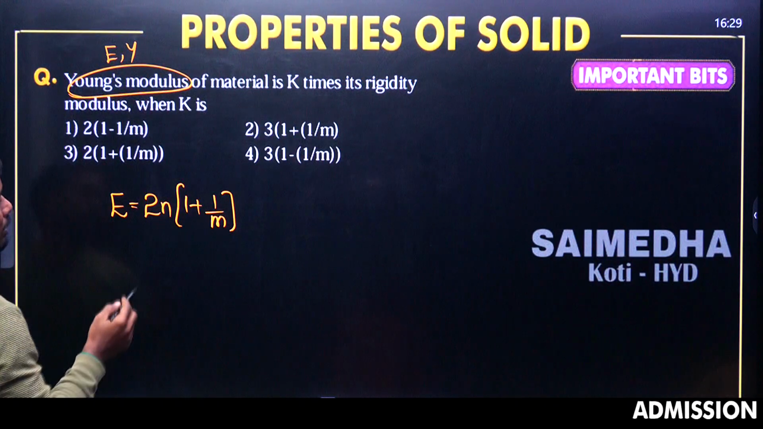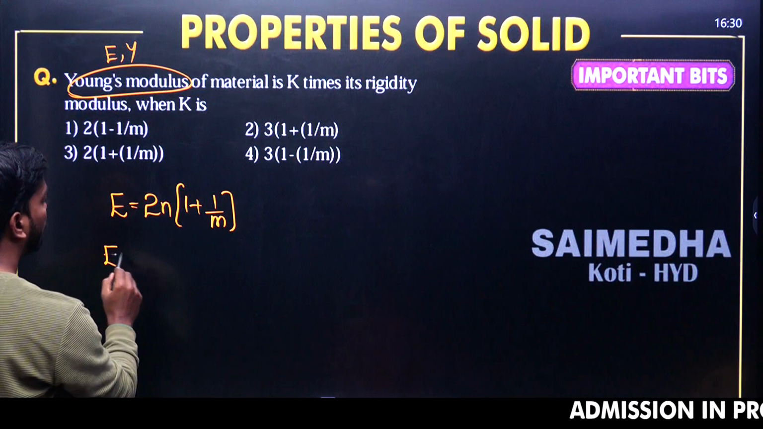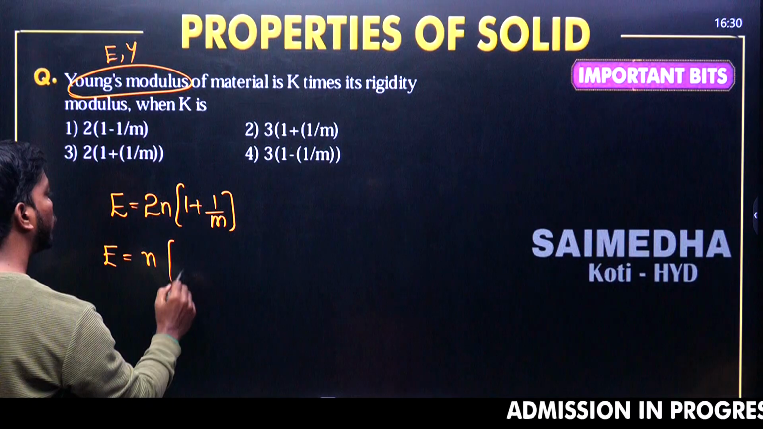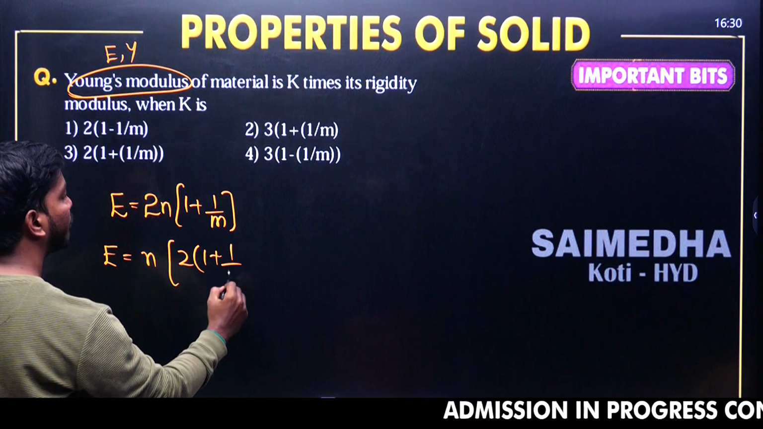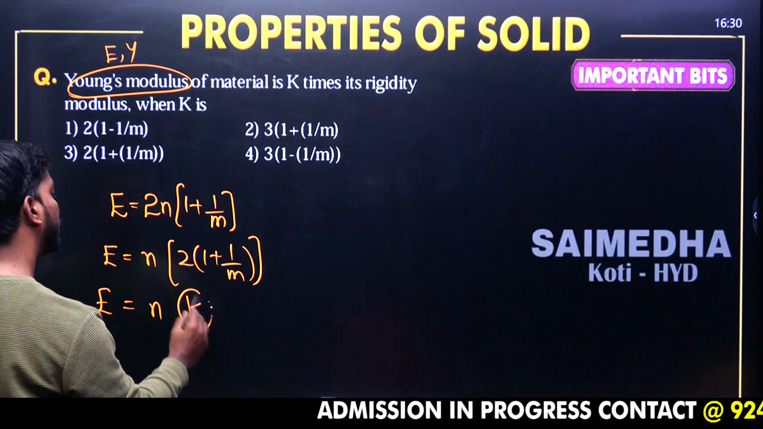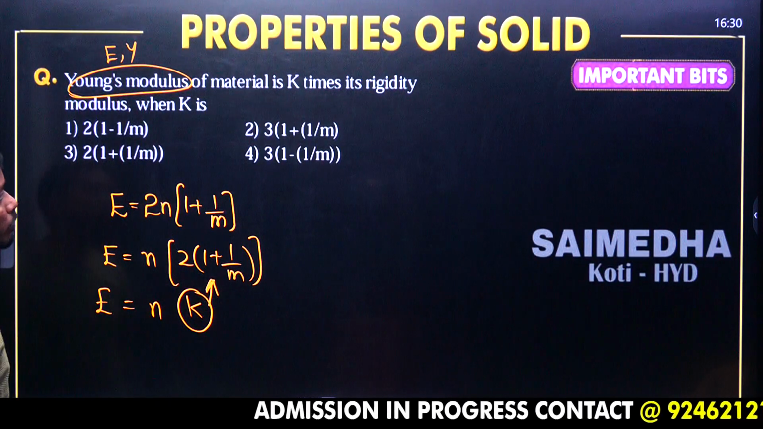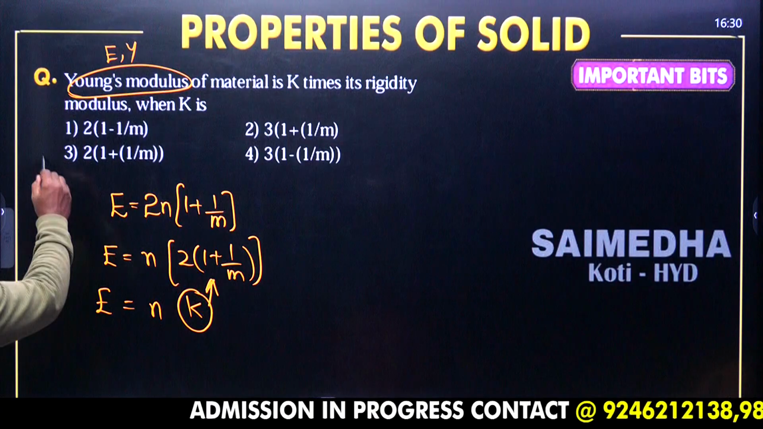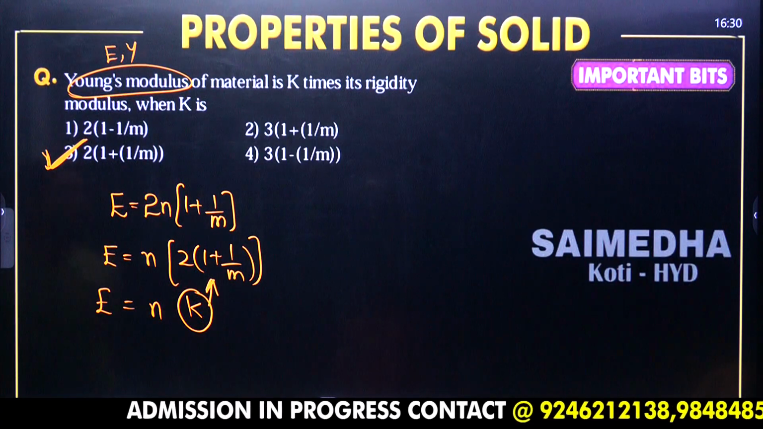So E is how many times the rigidity modulus? E is equal to N into 2 into 1 plus 1 by M. E is equal to N times of K. Then what is this K now? K is 2 into 1 plus 1 by M. So 2 into 1 plus 1 by m is going to become your correct answer.